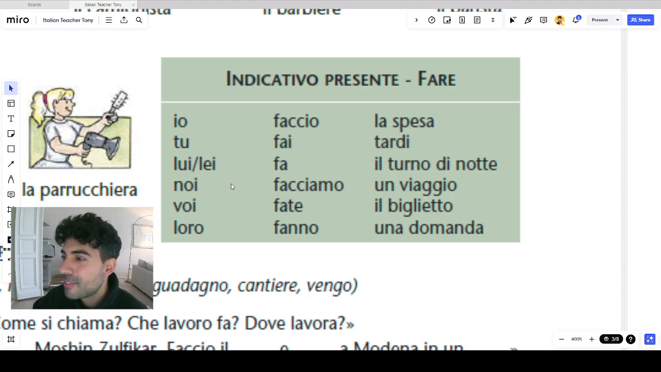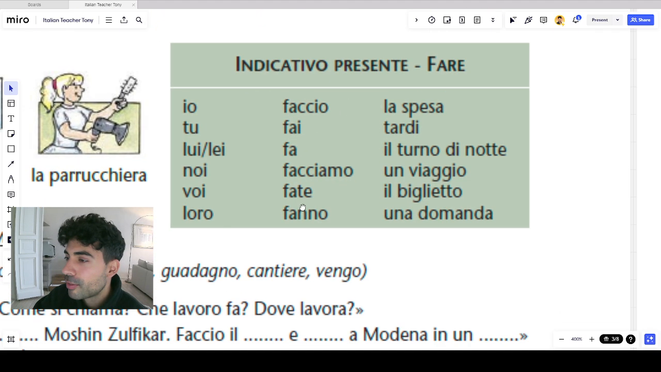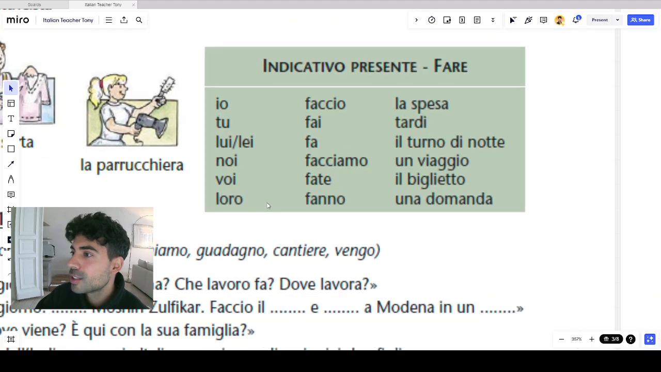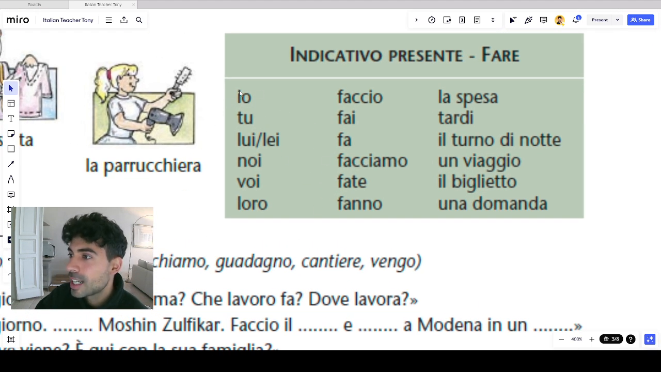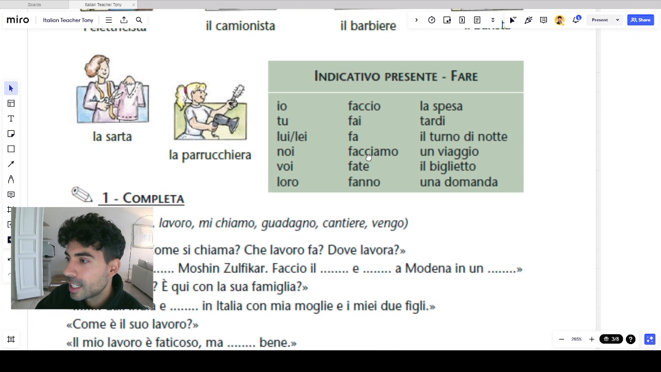What we have here is a very high-level glimpse of the verb fare, to do, at the present. The verb fare is irregular, but the present conjugation will be the following. Io faccio, tu fai, lui lei fa, noi facciamo, voi fate, loro fanno. We are going to cover the present tense of Italian verbs, regular mostly, in the next class. So do not worry too much, but just so you know, those are the subjects in Italian: I, you, he, she, we, you, they. And this is how you conjugate fare, to do, in Italian.